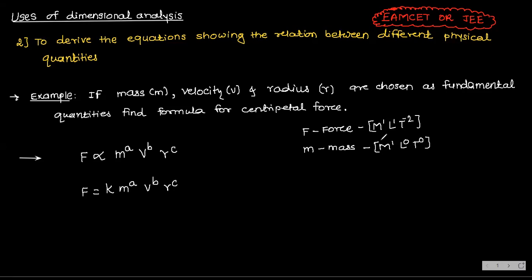Next is v. v is velocity. What are the dimensions of velocity? 0 in mass, 1 in length, minus 1 in time. Next, r is radius. Radius is nothing but length, so here M0, L1, T0. Okay, we got all the dimensions.